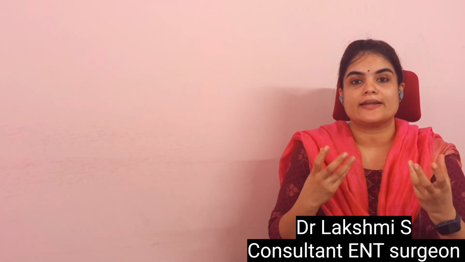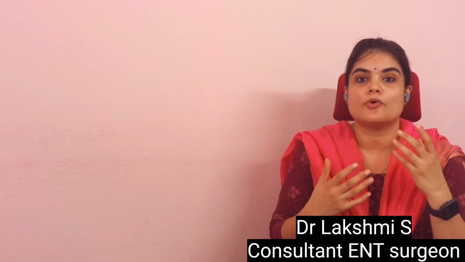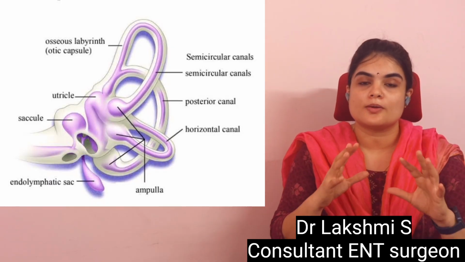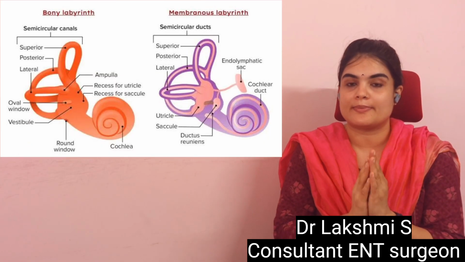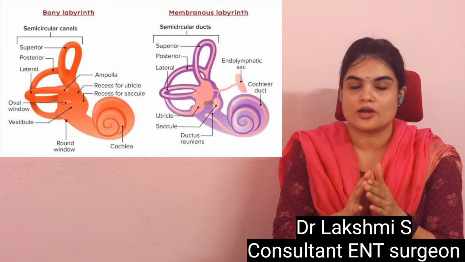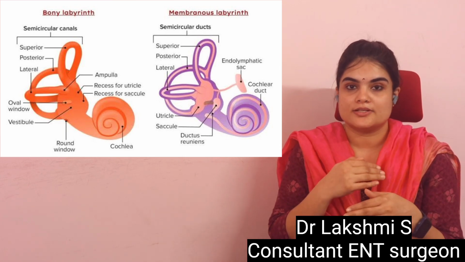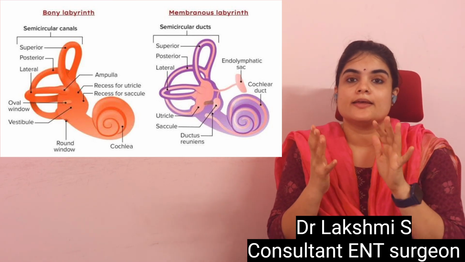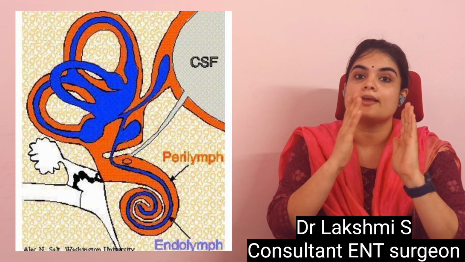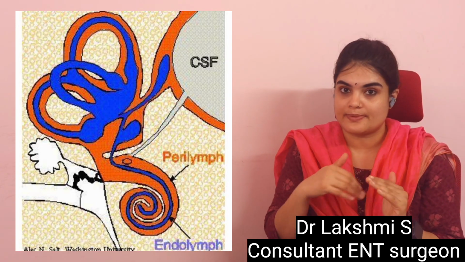So you know that the otic capsule, the inner ear, has a bony labyrinth and a membranous labyrinth. The bony labyrinth forms the cover, and inside you have the membranous labyrinth composed of the utricle, saccule, semicircular canals, and cochlea. The bony labyrinth covers the membranous labyrinth. The membranous labyrinth contains endolymph, and between the membranous labyrinth and the bony labyrinth, there is perilymph.